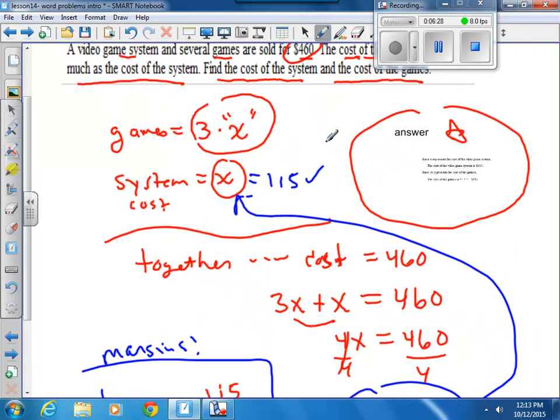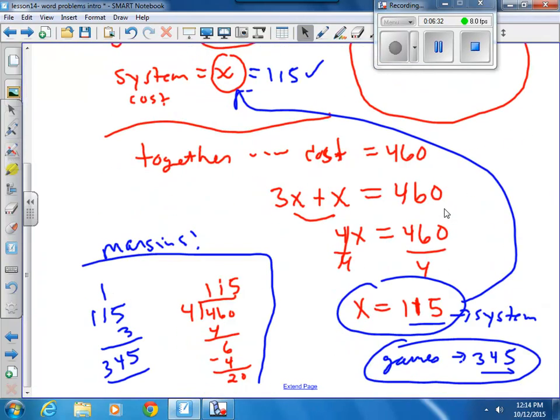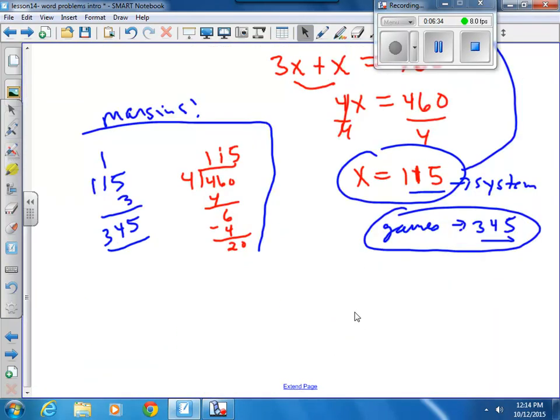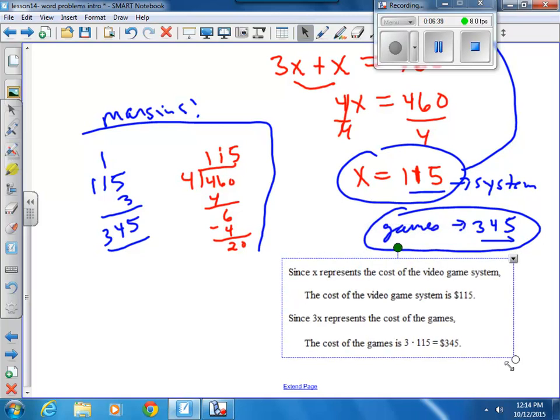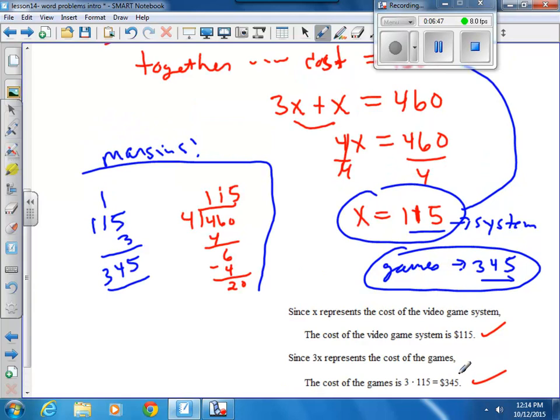So now what I always like to do, I like to pick problems from a book and check my answer in the back of the book. So let's expand that answer. See? And we were right. So the cost of the system is 115 and the cost of the games is 345. But I wanted you to see that done in real time.